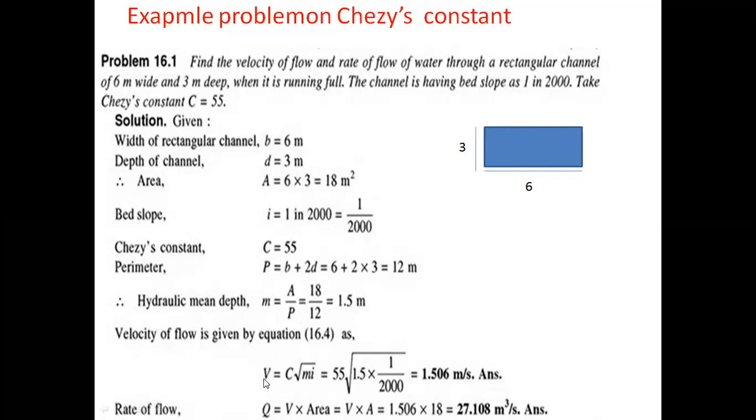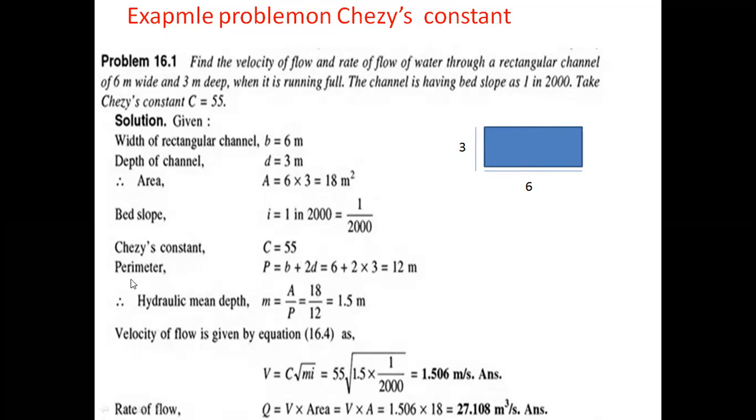We find out the velocity using this formula, where m is the hydraulic mean depth. What is the formula for the m value? It is the ratio of the wetted area of the channel to the wetted perimeter of the channel. We take this as the hydraulic mean depth, so m equal to A by P, where A, the area, is 18.